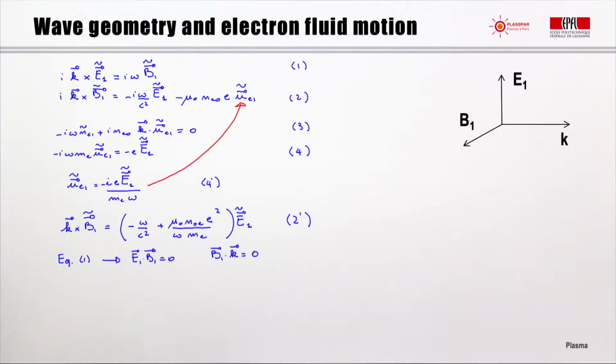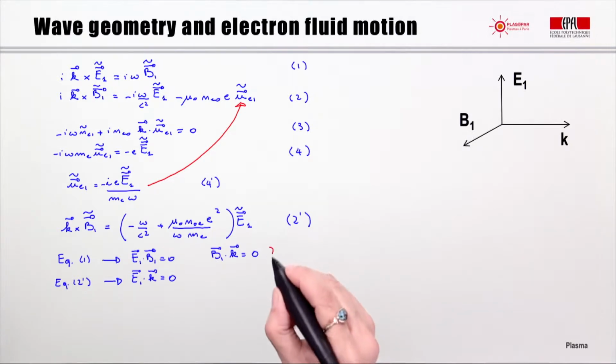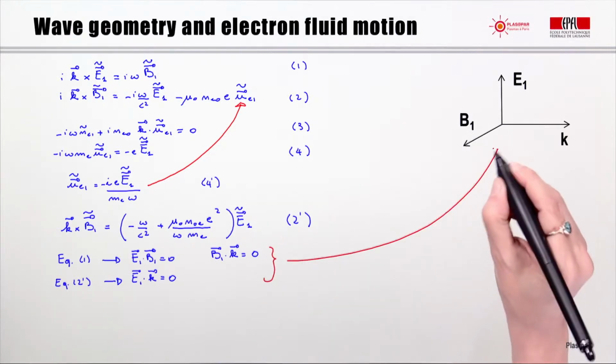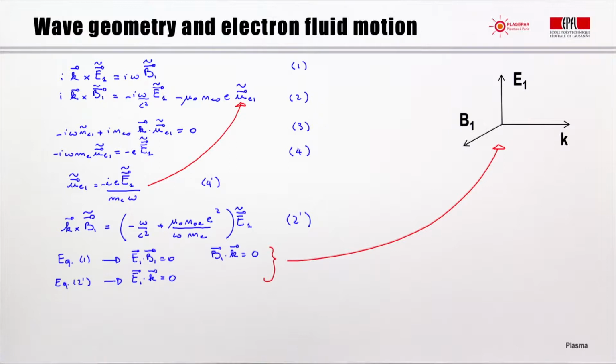From equation 2' that we just wrote, we can deduce that the electric field is also perpendicular to the k vector. This means that inside the plasma, an electromagnetic wave still consists of a triad of orthogonal vectors, as in vacuum. So it's a purely transverse wave propagating inside the plasma.